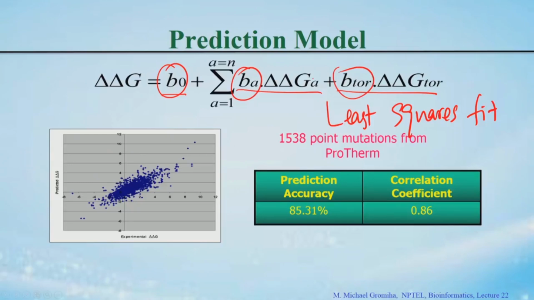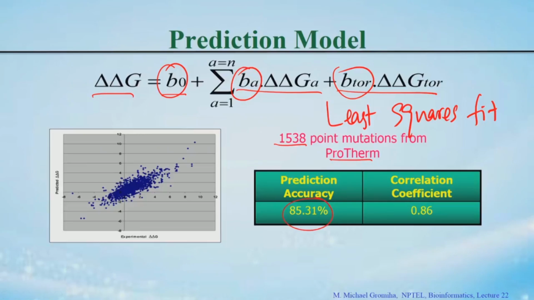Once we get these values, then for any data you know the g and g star, substitute the values and you can get delta g. Here I show the results. For example, if you take the 1538 mutations from the ProTherm database, because here you get a reliable database, you can see the relationship between experimental delta g and the predicted delta g. So, you can see the accuracy about 85%.